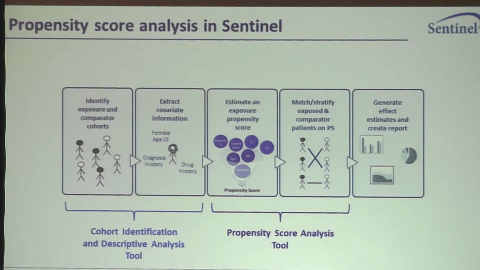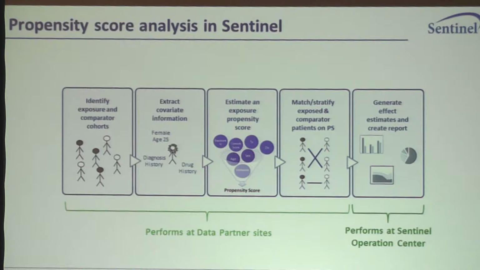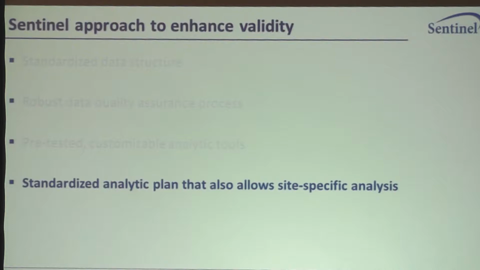So we have a program that will create a cohort based on your inclusion-exclusion criteria, and then the end product will be an analytic dataset that will sit behind the firewall of the data partner. Using another tool that can estimate the propensity score and do matching and stratified analysis on that, you'll be able to do the analysis that you want. The way we do this is that we do as much as possible at the data partner side, and then what comes back to the Sentinel Operations Center is usually highly summarized. By doing this, we will be able to do the study or an analysis in a very standardized way across the 18 data partners in Sentinel.